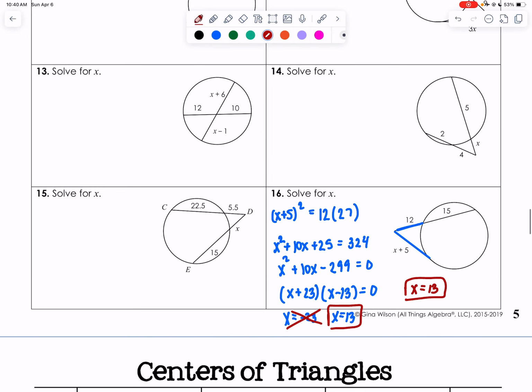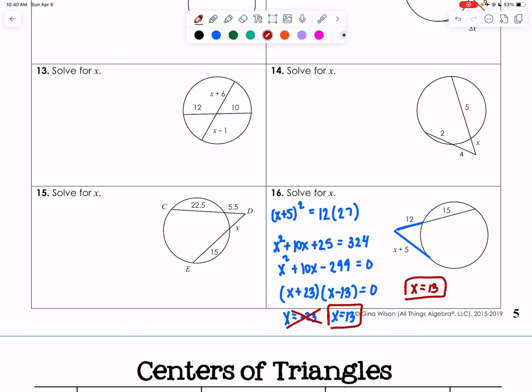Now, for extra practice, you have 13, 14, and 15, where you'll have very similar things where you're going to have to factor, and then you're going to have to check for extraneous solutions. And I think on the exit ticket, you'll see that also, but 13, 14, and 15 is just extra practice.